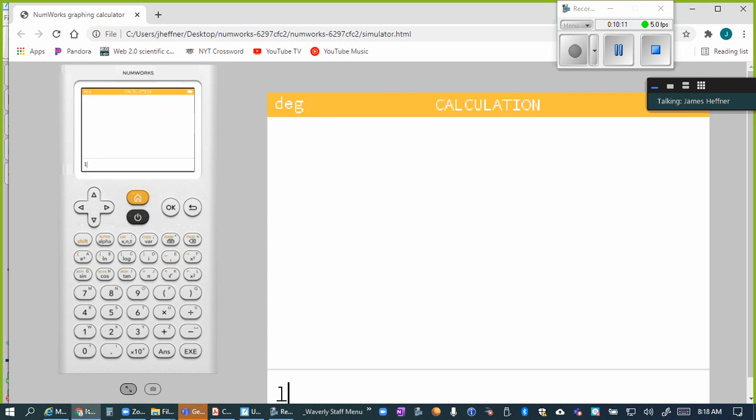So I'll do 12,500. Parentheses, 0.96, close the parentheses, right? And there's no caret button on this, but it's this X to the Y button. Everybody see that? 10. Okay? And then hit OK. So how many people are in this town? 8,310.